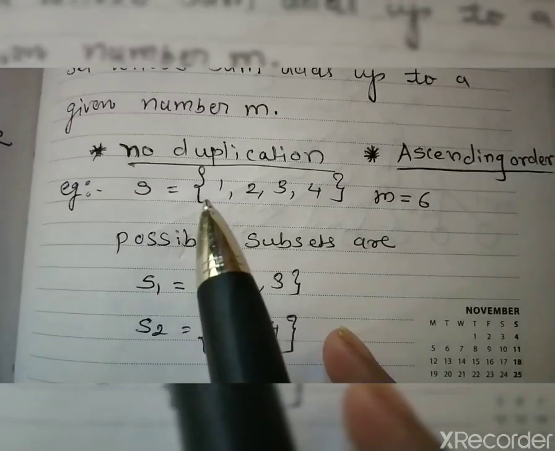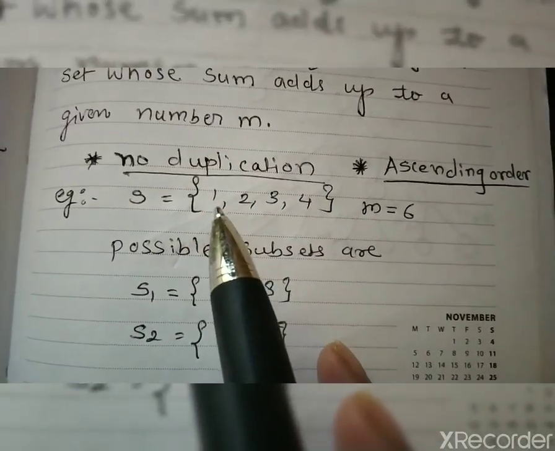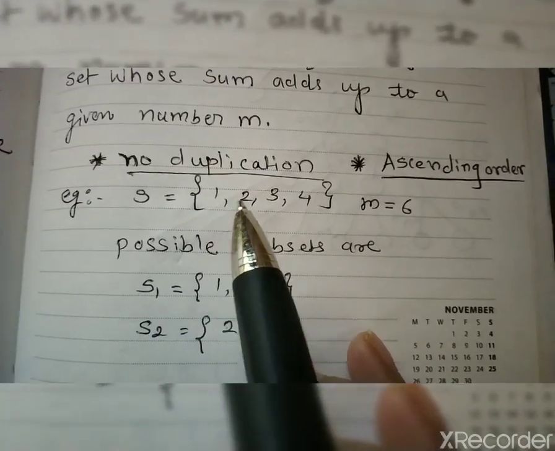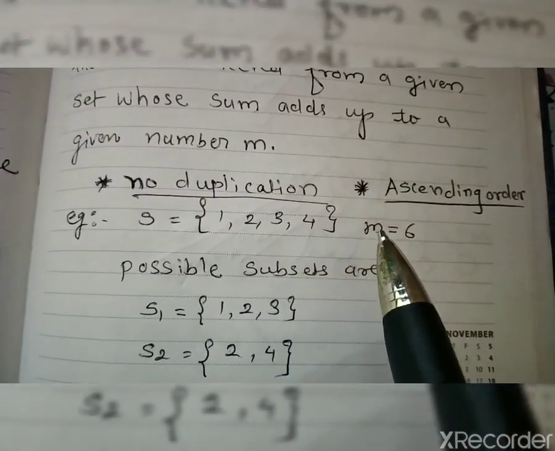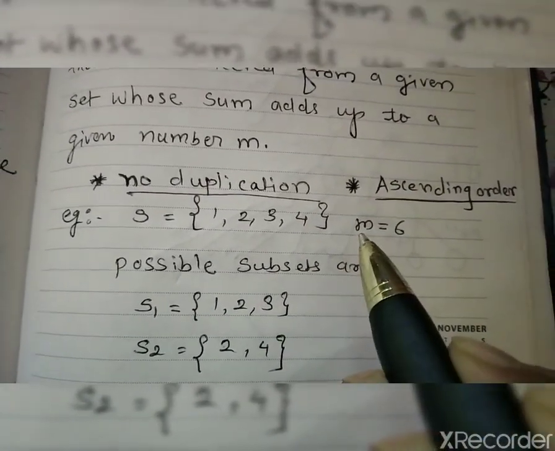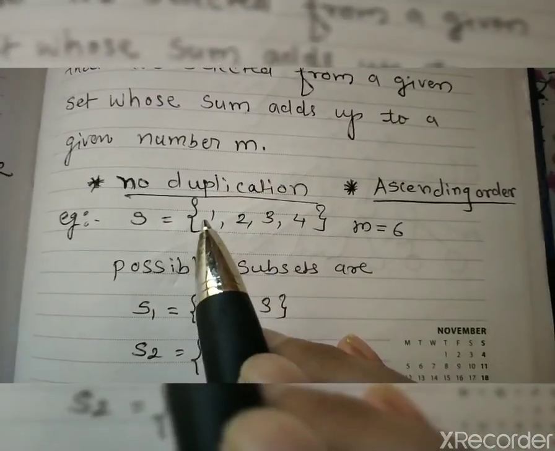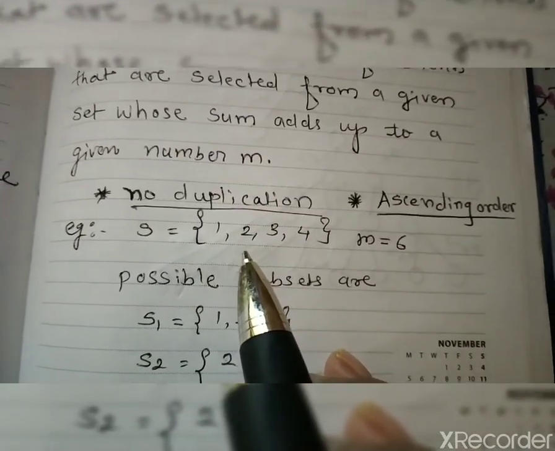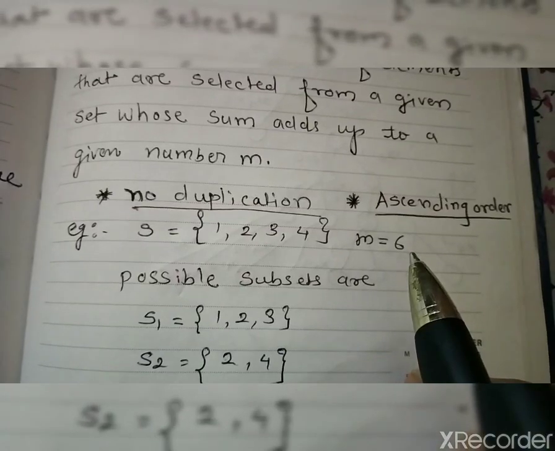So here I have written one example. S indicates the set. Here I have written 4 numbers or elements: 1, 2, 3, 4. We are given the value m equals 6. Now what we are supposed to do is find the subsets where the addition of the numbers is going to be 6.